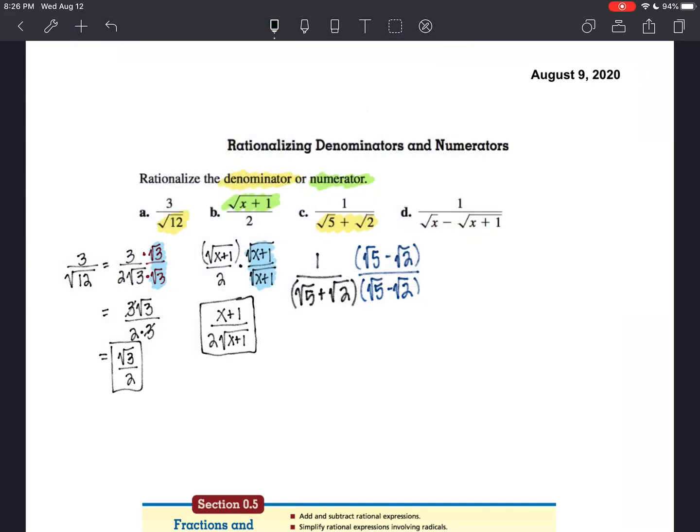In the numerator, I'm going to get 1 times the square root of 5 minus the square root of 2. And in the denominator, my first is 5, right? Square root of 5 times square root of 5 is 5. My outer is negative square root of 10. My inner is positive square root of 10. Well, that cancels each other out. So when you're multiplying by conjugates, you're just looking at the first times the first and the last times the last. Well, the last times the last, that would be square root of 2 times square root of 2, which is 2. So we've got 5 minus 2, so the square root of 5 minus the square root of 2 all over 3.